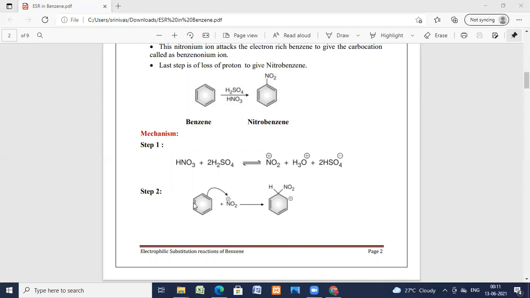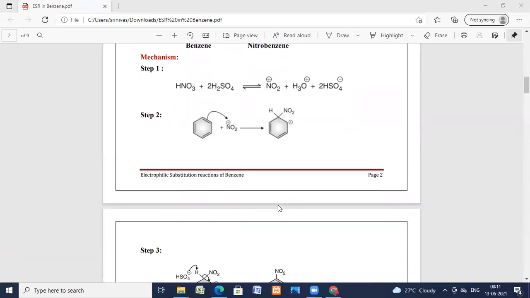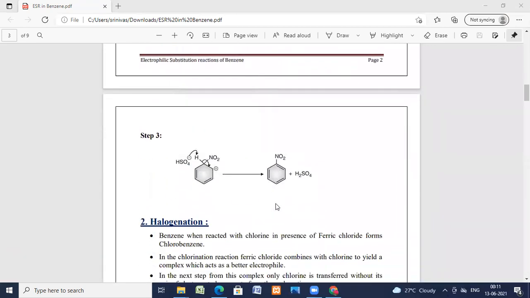And one thing you have to remember is all the carbons are the same. The priority of all the carbons is the same. It can attack anywhere, and that will be carbon 1. And the next group will be decided by the first group. That is the orientation. Here, as the electrophile nitronium ion attacks, the carbocation is formed. Now, step 3 we will see.